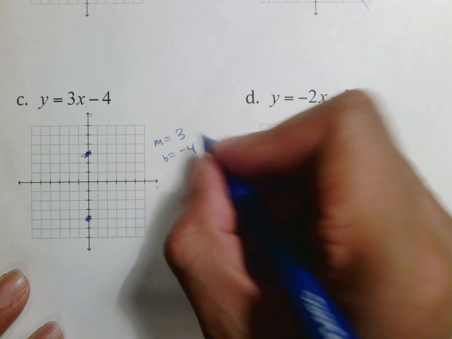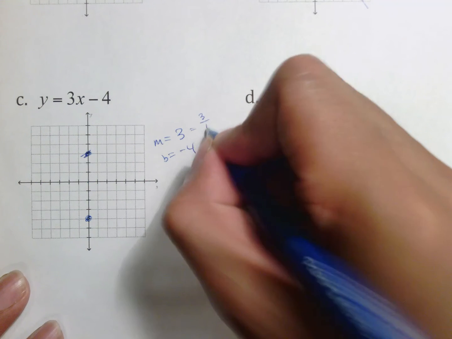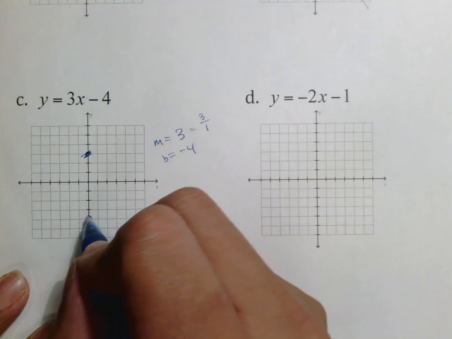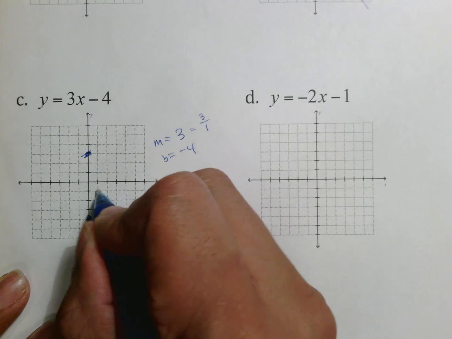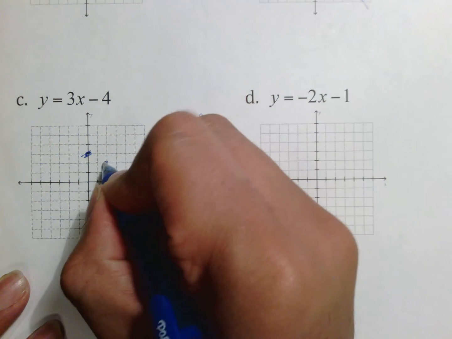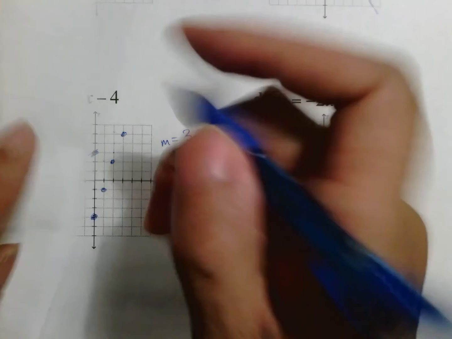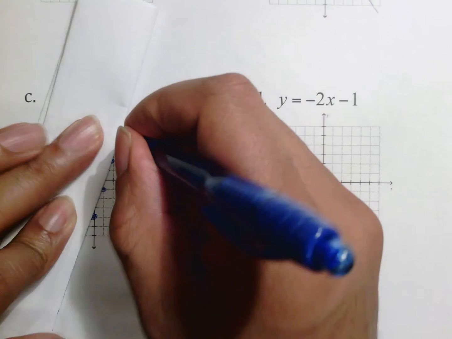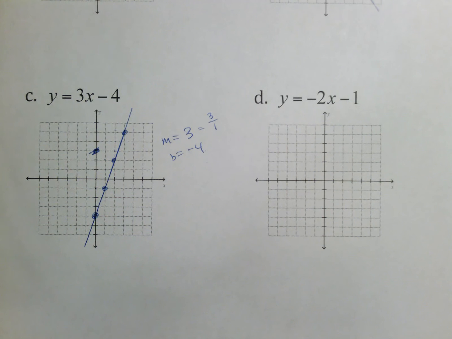The slope of 3, remember, we need a fraction, and the way we turn that into a fraction is by putting it over 1, which means from our y-intercept of -4 we go up 3, 1, 2, 3, and right 1. Up 3, right 1. Up 3, right 1. That is our line. Connect all those dots with a straight edge, and that is what the graph would look like.